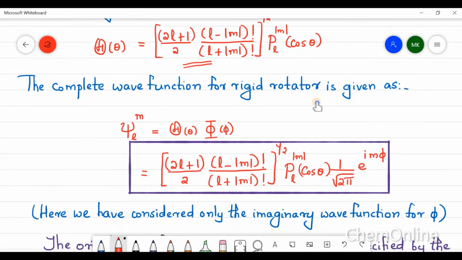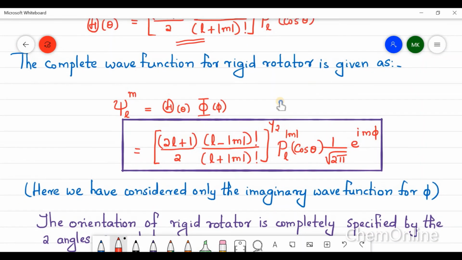The complete wave function for the rigid rotator can therefore be written as psi Lm, the wave function depending on L and m, equals theta into phi. So that is equal to [(2L plus 1) by 2 into (L minus m) the whole factorial by (L plus m) the whole factorial] the whole raised to 1 by 2 PLM of cos theta into the solution for phi, that is 1 by root 2 pi e raised to i m phi. So this represents the complete eigenfunction for a rigid rotator rotating in 3 dimensions.